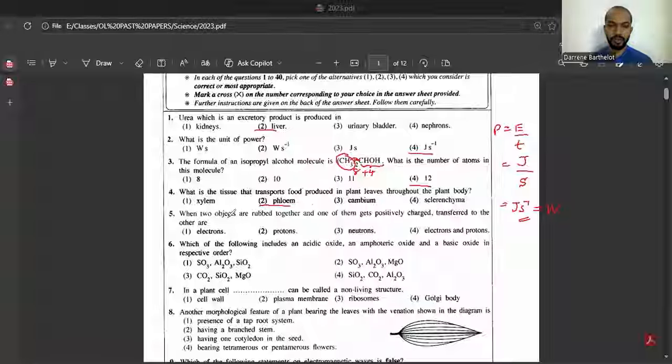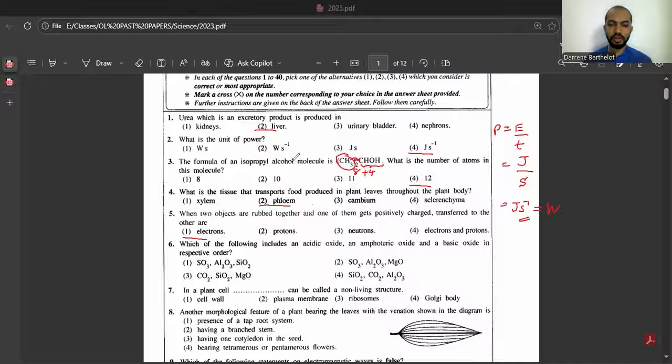Then question number 5, when two objects are rubbed together and one of them gets positively charged, transfer to the other are. So always when rubbing, or when a charged particle is moving from one to another, mostly it should be electrons, right? So if you are rubbing each other, definitely it should be electrons. Why? Because protons and neutrons are present in the nucleus, right? So if they are present in the nucleus, they cannot move here and there. They're locked inside the nucleus. But electrons are moving freely around the shell, so they can jump from one place to another. So it should be electrons.